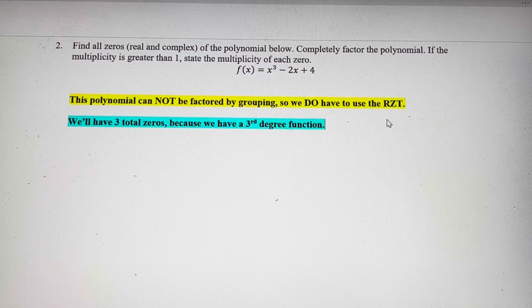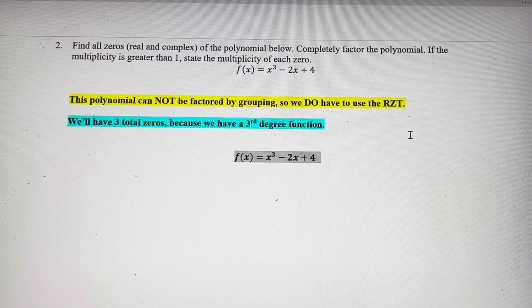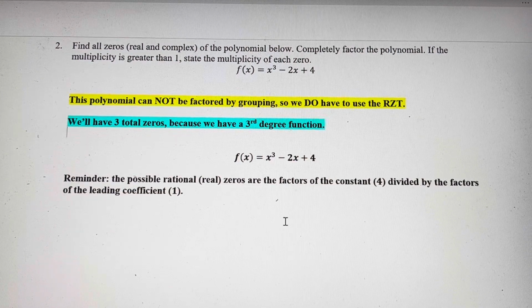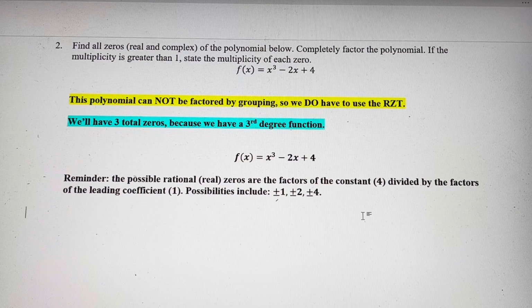We're going to have 3 total zeros because we do have a third degree function, okay? So we're going to use the rational zeros theorem here. Remember, we're going to divide the factors of the constant, which in this case are 4, by the factors of the leading coefficient, which is 1. So the possibilities for zeros are plus or minus 1, 2, and 4. Okay, so we got 6 possibilities.